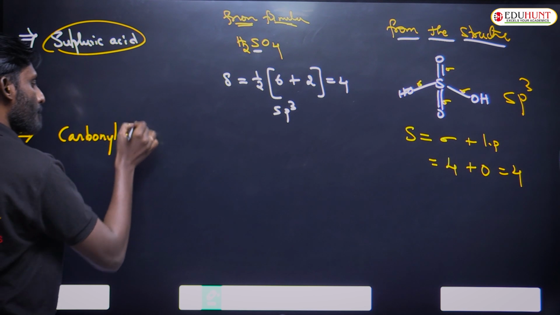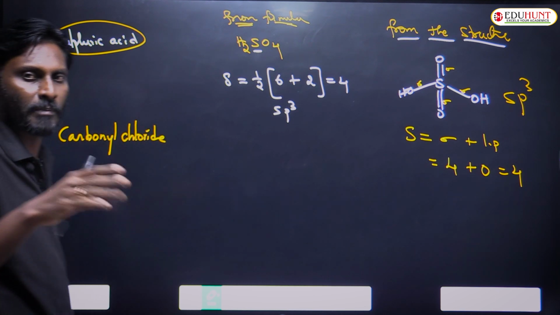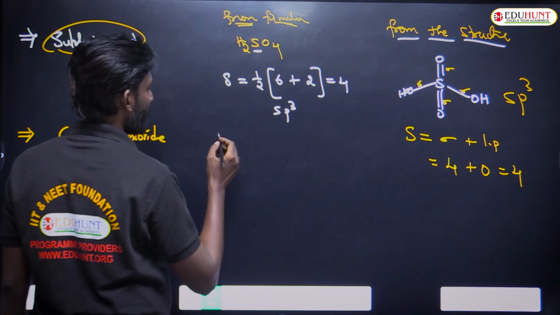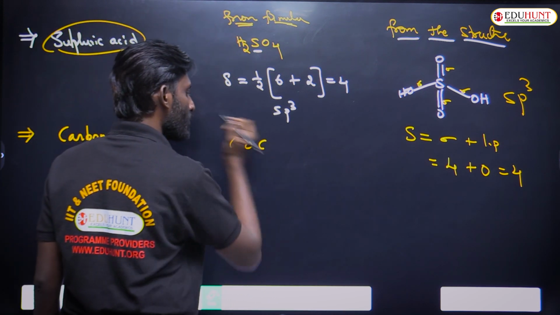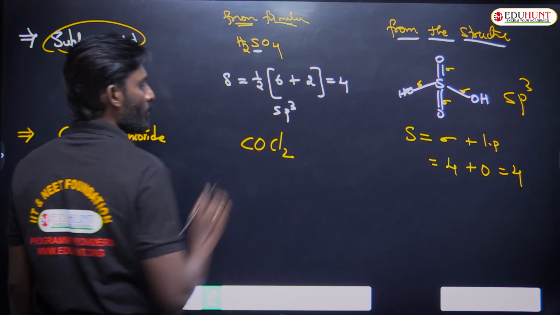Carbonyl chloride. Don't worry if you don't know the name. You are not supposed to know the name for everyone. I will give you the formula for it: COCl2, C capital O, Cl2. What do I mean by this?